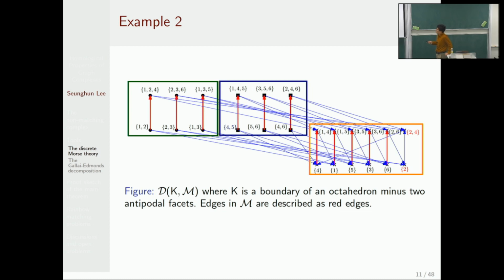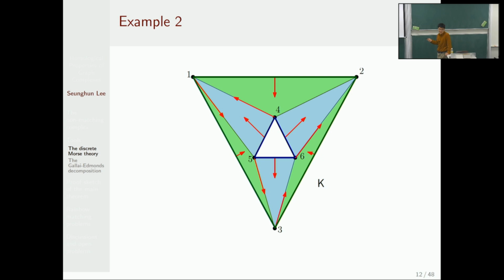We can draw this matching in a simplicial complex like this also. Actually, this red edge, for example, represents the matching between this thick green edge 1, 2 and this light green face 1, 2, 4, and so on. This matching can describe the way we can construct a homotopy equivalence from this original simplicial complex to the desirable CW complex.